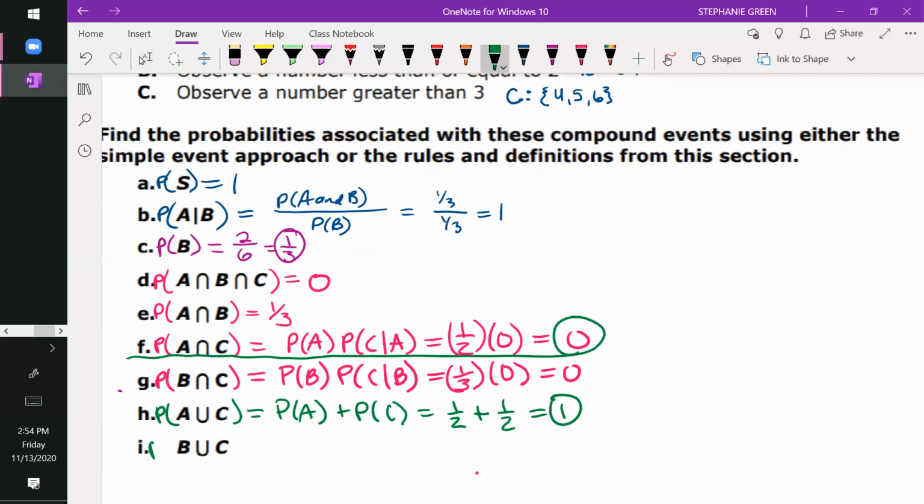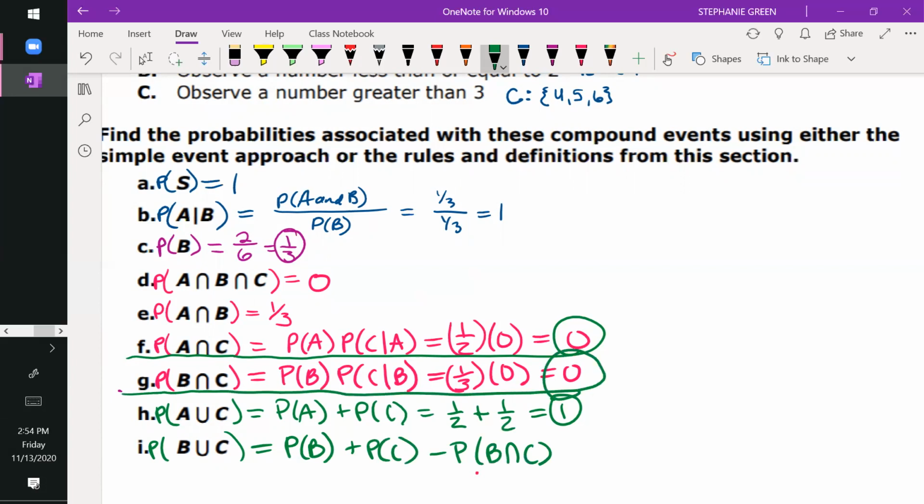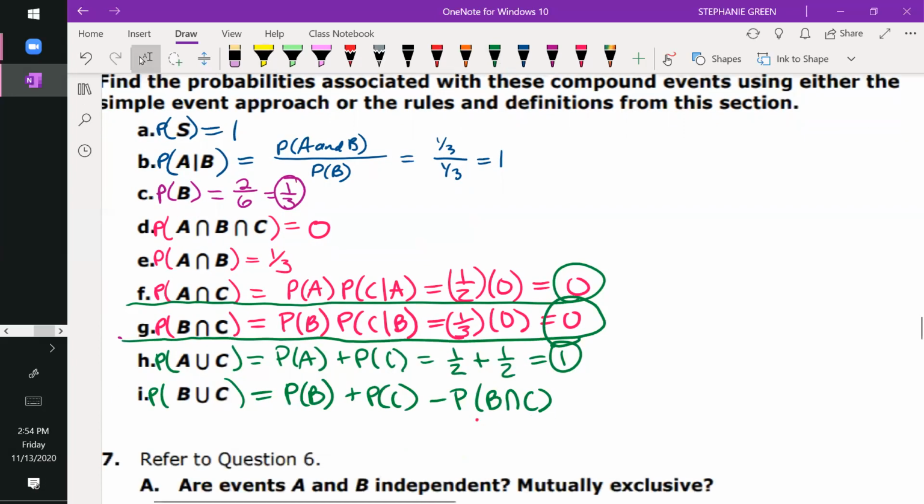And last one, the probability of B union C will again be the probability of B plus the probability of C minus their intersection. And up here, the probability of B intersect C we already found was 0. So that's just going to be subtracting 0. It's not going to do anything because those two events are mutually exclusive. We can leave it off.